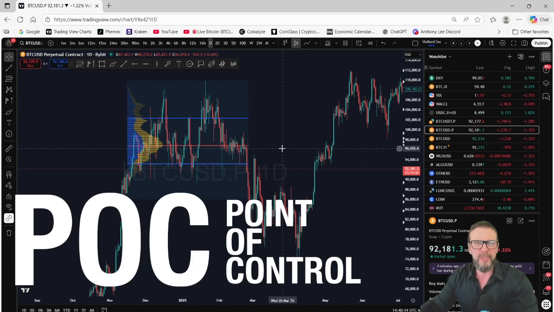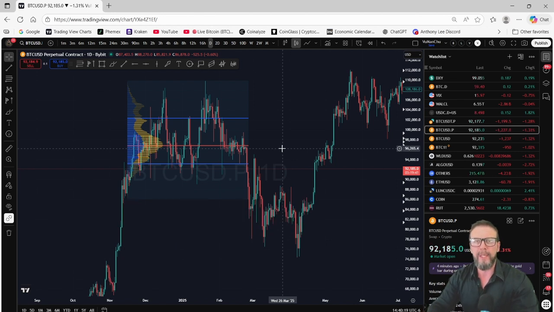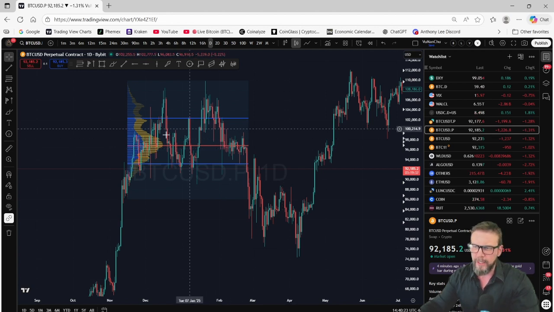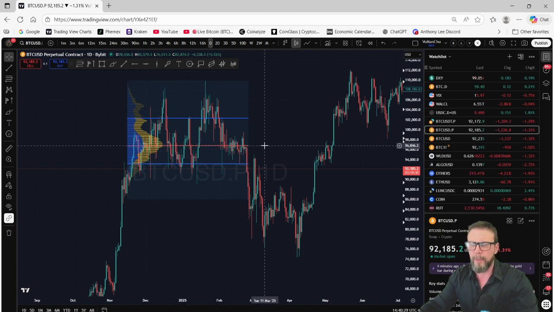That is the POC, or point of control. Okay, the point of control is the point in this range at which the most volume was traded. And you can see on the left, these volume spikes, it's where it sticks out the furthest, okay? That is where you're gonna find the most support and resistance of this entire range. That's the point of control.